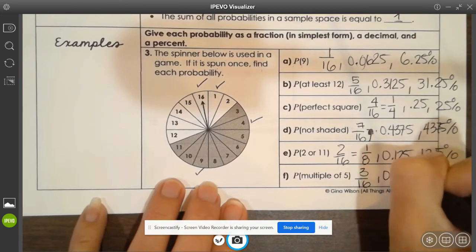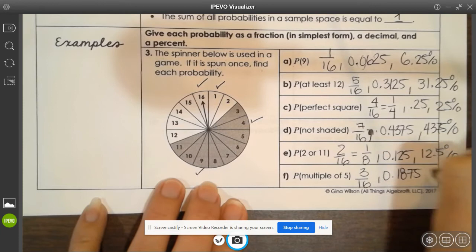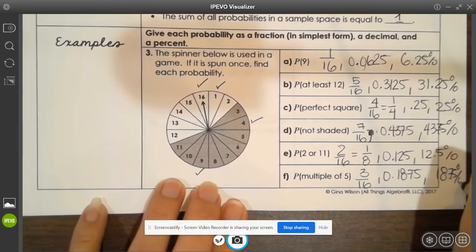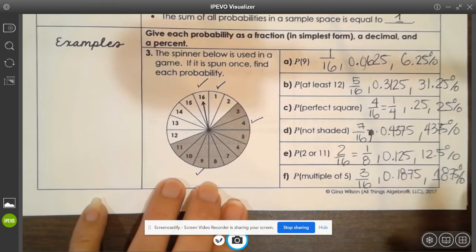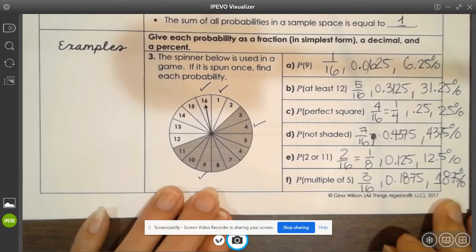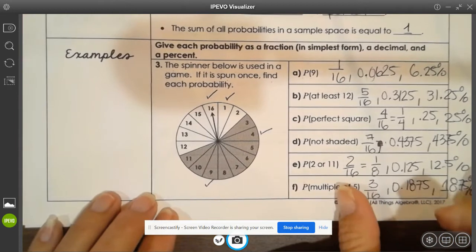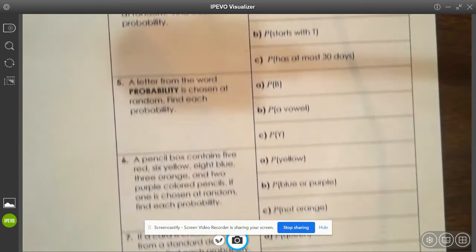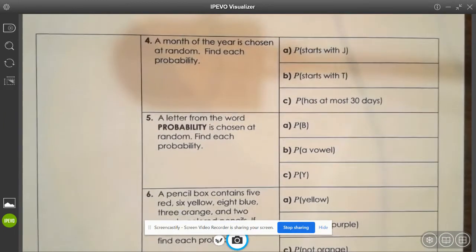And then 0.1875 and 18.75%. Okay, you multiply by 100. All right, so that is one of the examples that we use. We use a spinner a lot. So let's move on. We have a couple examples here that we can choose.